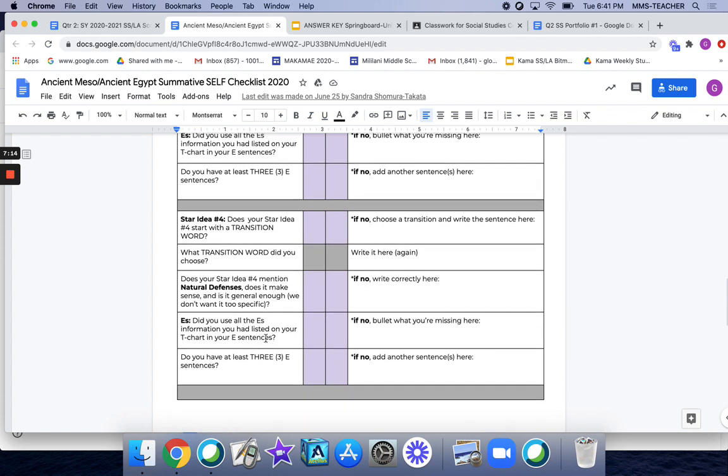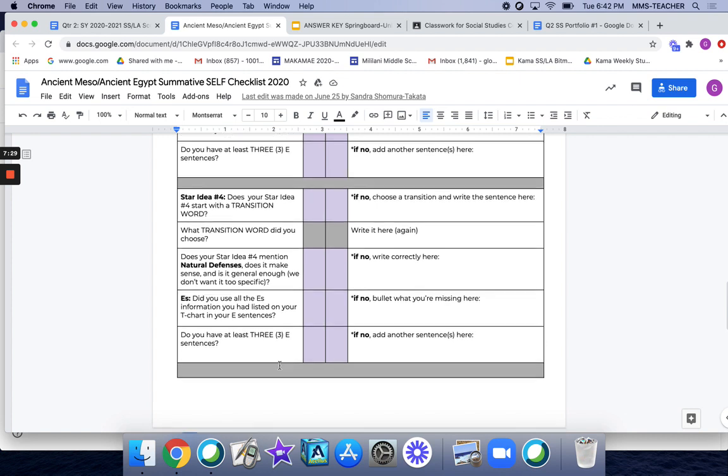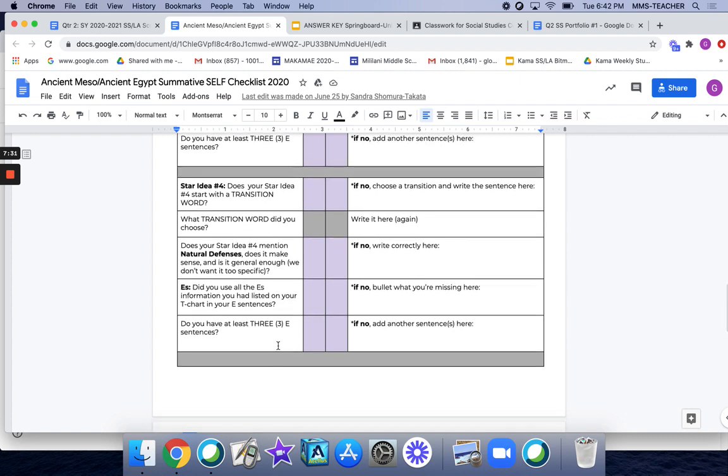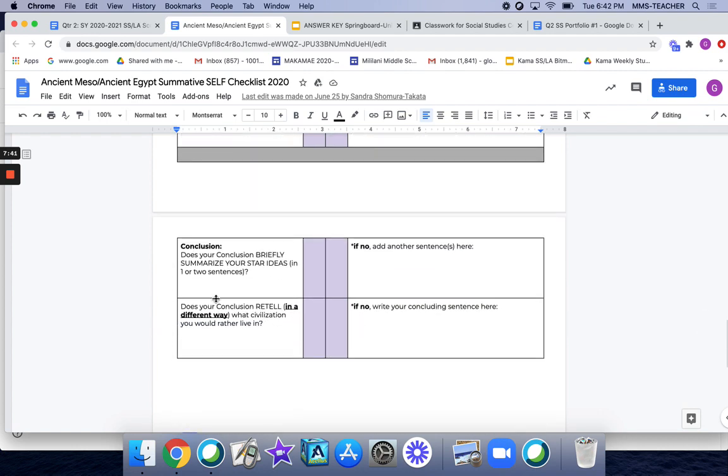Now for the E's. Did you use all the E's information you listed on your T chart in your E sentence? Yes or no? And if you said no, bullet what you're missing here. And do you have at least 3 E sentences? Yes or no? And if no, add another sentence here, whatever you're missing. Okay, it moves down to conclusion.